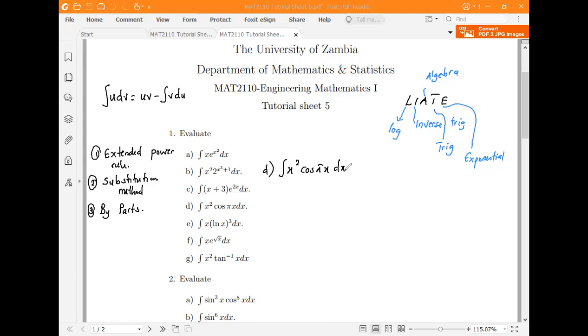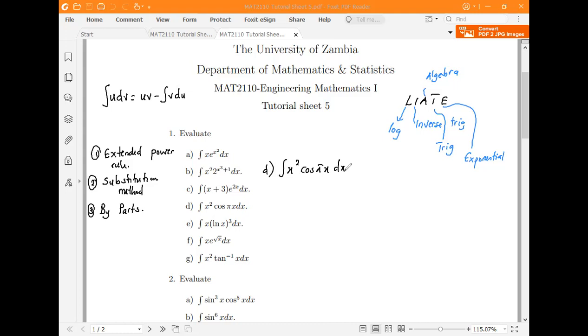Okay? We need to know the value of cos pi. No, because it's now cos pi x. So we don't know what x is. So what we do now is we check. We do a substitution here. If we differentiate the inside of cos, which is pi x, do we get the x squared? No. Obviously, this has to be by parts. It's by parts because it's a product.